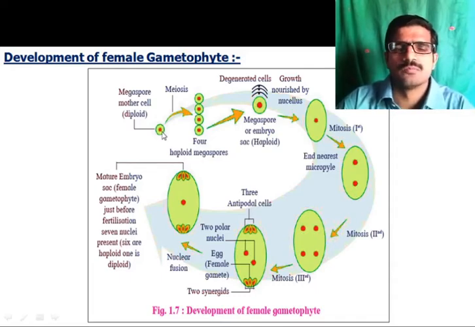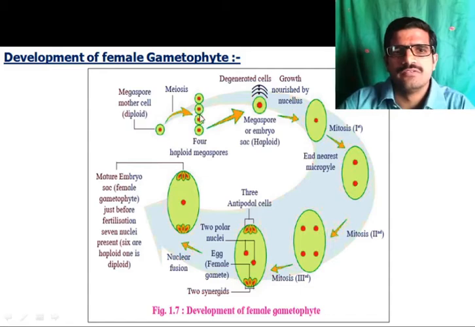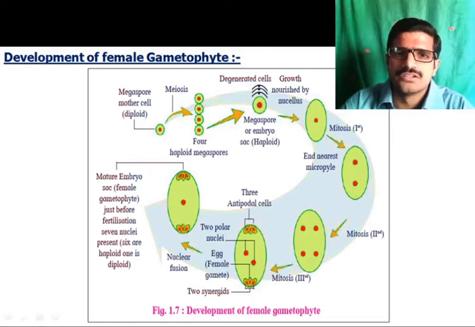This megaspore mother cell undergoes meiosis, that is, reduction cell division takes place, and there is formation of 4 haploid megaspores. These are the linear haploid megaspores. These are formed. Of those 4 megaspores, 3 megaspores will degenerate and only 1 remains functional.